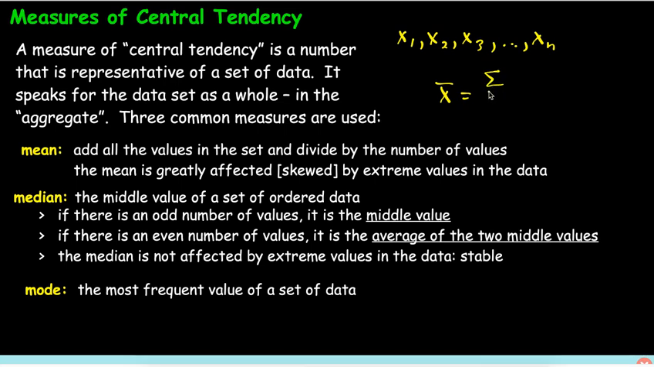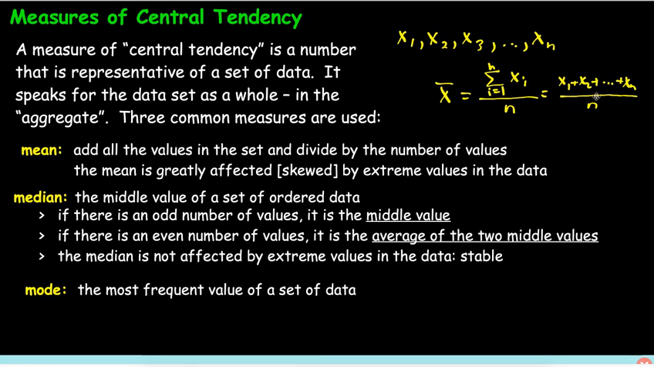In quick math notation, we can use sigma notation. It means the sum of, from i equals 1 to n, of x sub i. That means the exact same thing as saying x sub 1 plus x sub 2 plus x sub 3 and so on and so on up to x sub n, divided by n, which is how many terms we have. That's the fancy math way of saying add them all up, divide by how many you have.